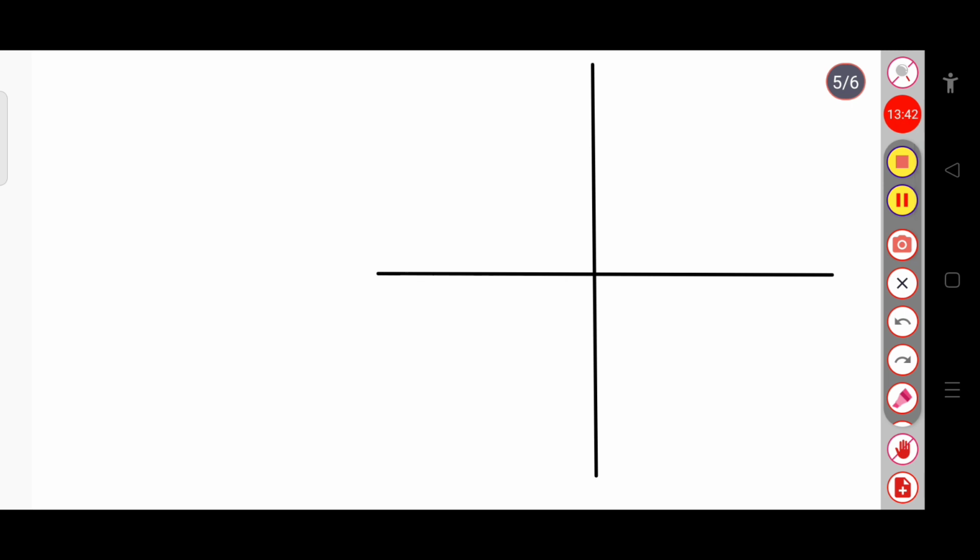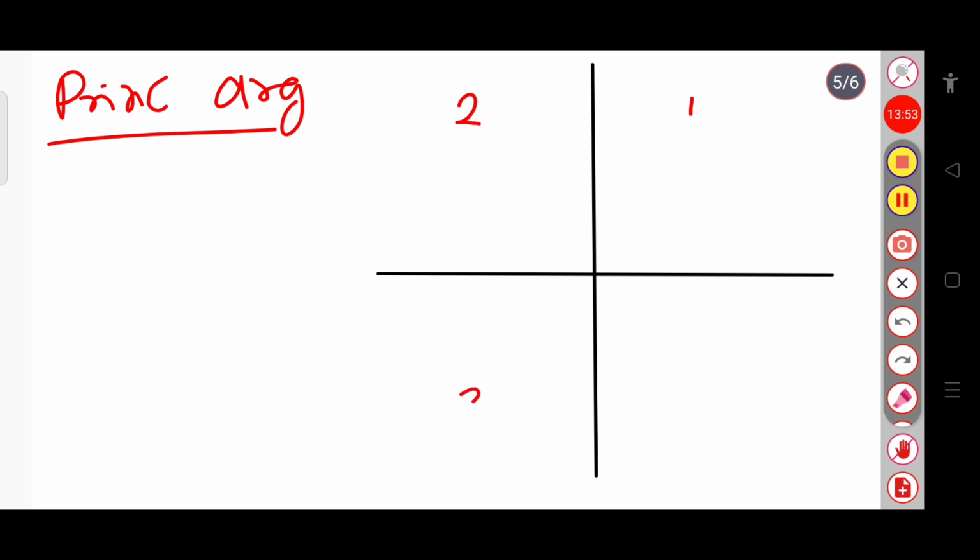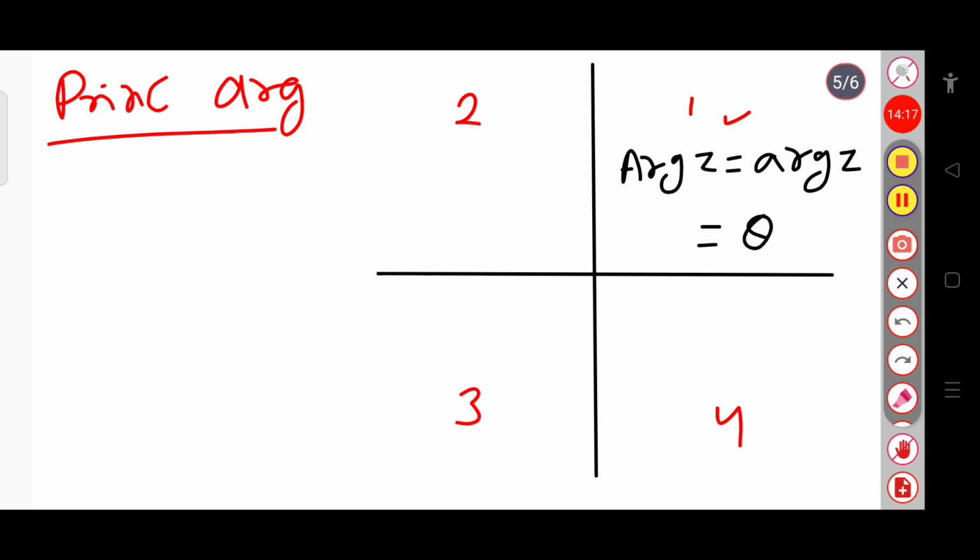Here we will see the principal argument. Suppose this is your first quadrant, second quadrant, third quadrant and fourth quadrant. If theta lies in the first quadrant, then the capital argument of z will be equal to the small argument of z, that is theta. Clear? Theta is the angle made with the real axis. This is your real x axis.